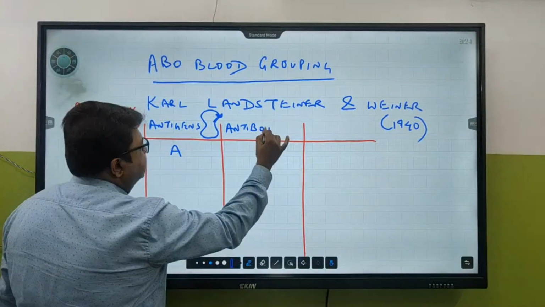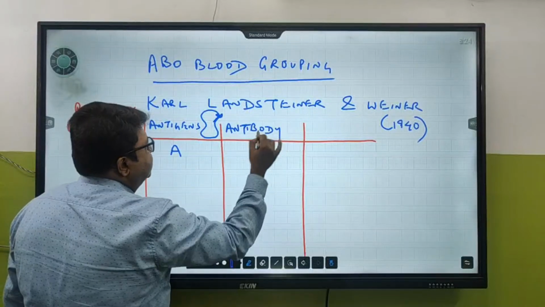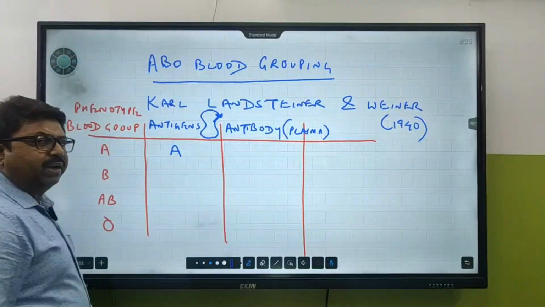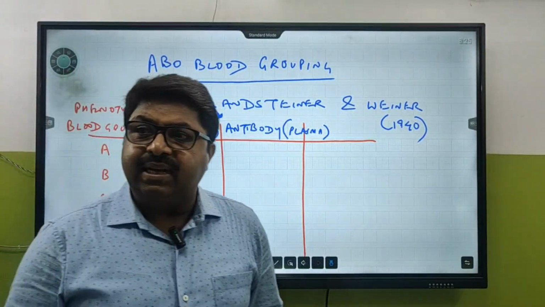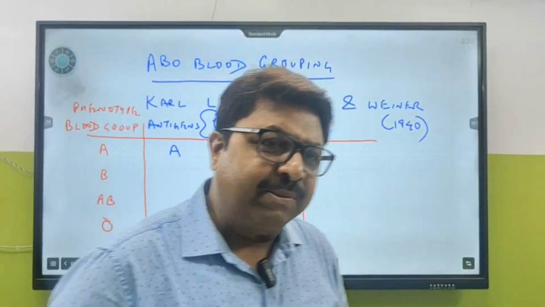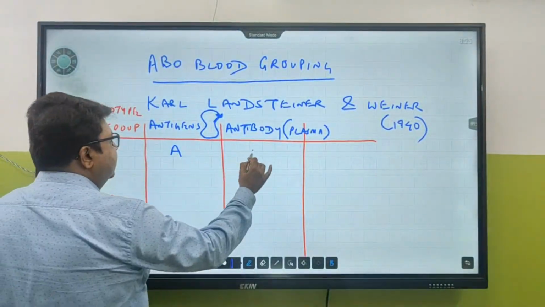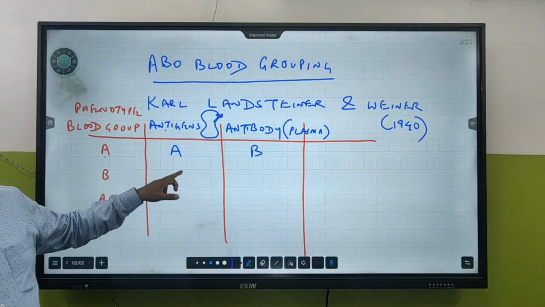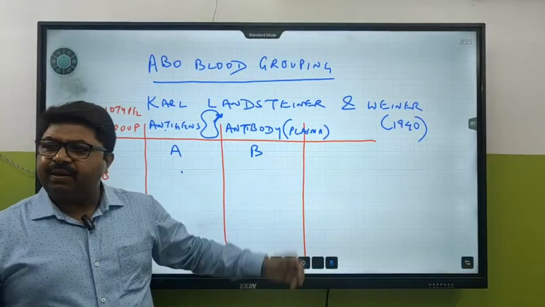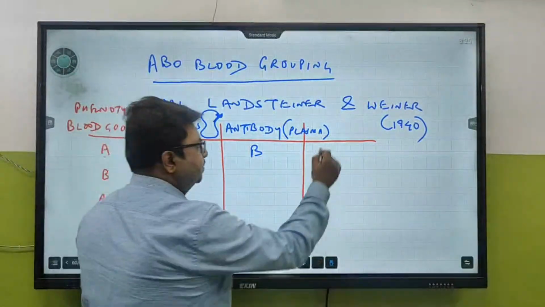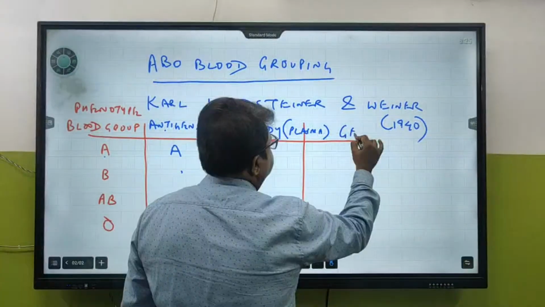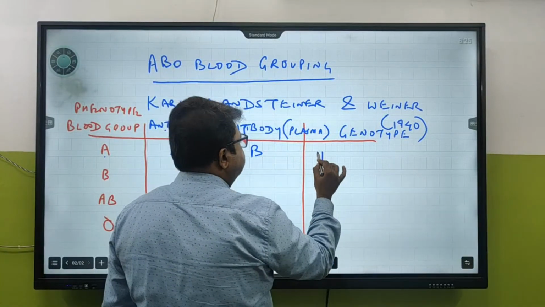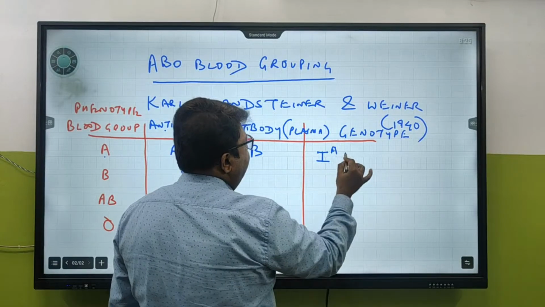The next one is antibody. When we talk about antibody, where are they present? Outside the RBC membrane, inside the plasma. So plasma will be containing, if the blood group is A, the antibody will be B. If the blood group is A, the antigen will be A, and the antibody is going to be B. The last one is genotype. We can represent it with IA, IA.